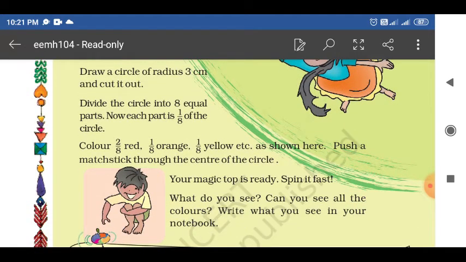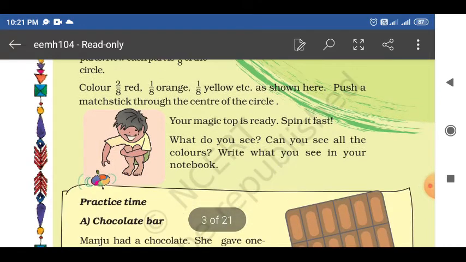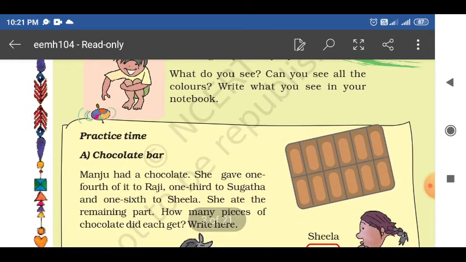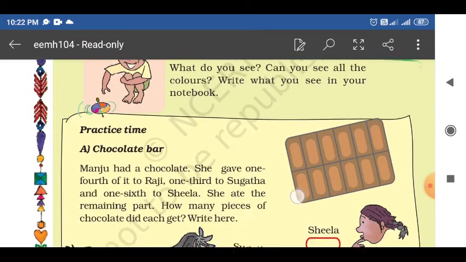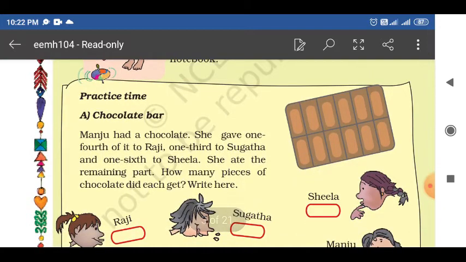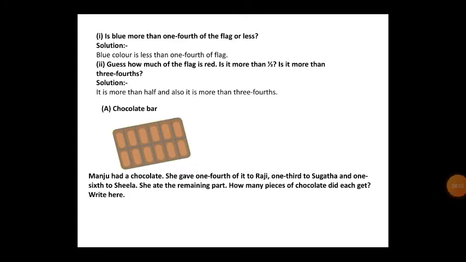So like that you can draw, and push a matchstick through the center of the circle. You have to make a hole in the center of the circle and put a matchstick there. Then your magic top is ready. You have to spin it fast. Then you can see the color. It is very interesting. You do this and you can observe how many colors are visible, and which color you get more.